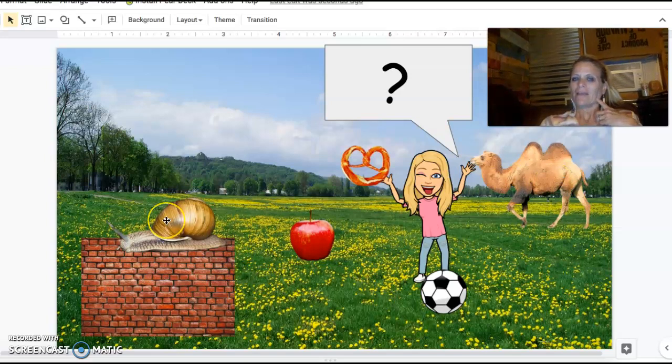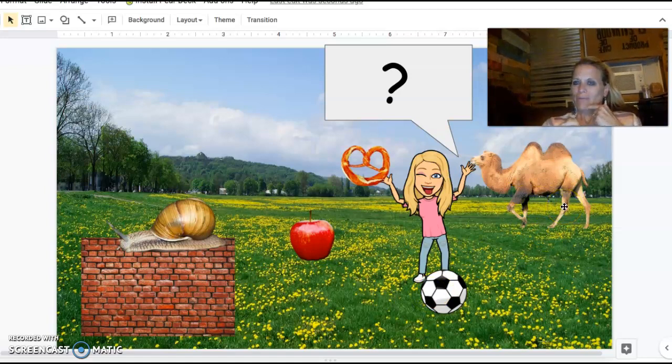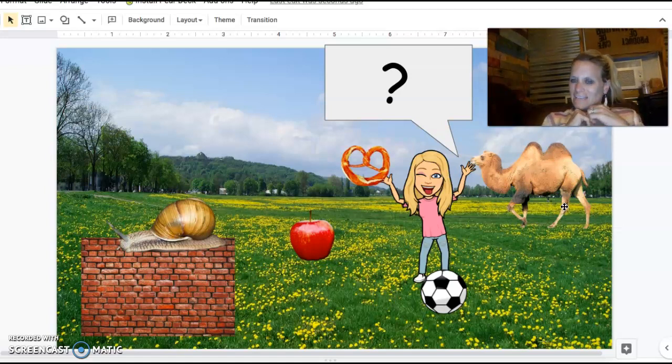Let's say them again. Snail, wall, apple, pretzel, ball, camel. Talk with your neighbor or talk with a parent and tell them how maybe there's a sound that may be alike in all of those words. Is it the beginning sound? I don't think so. Snail, camel, they have a different sound. Is it the middle sound? Or is it the ending? Which sound do you think it is?